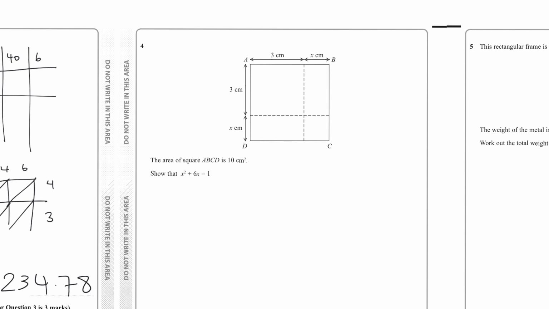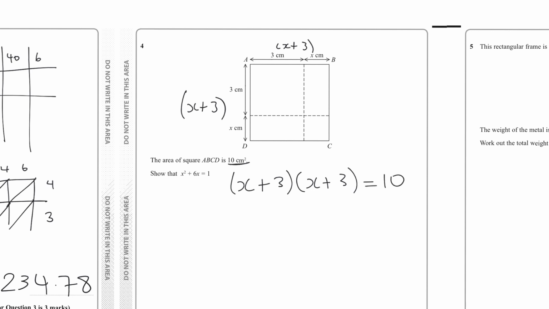So area of a square, length times width, right? So our length and width are x plus 3 and x plus 3. Because we're going to end up multiplying them together, because remember, that's what you need to do if you're working out an area or something. And it says our area is equal to 10, so that's going to be equal to 10. Notice how this looks very similar. We're going to end up expanding brackets.